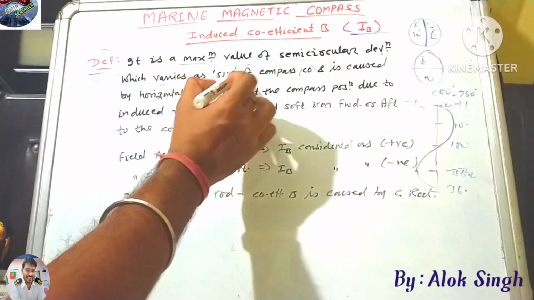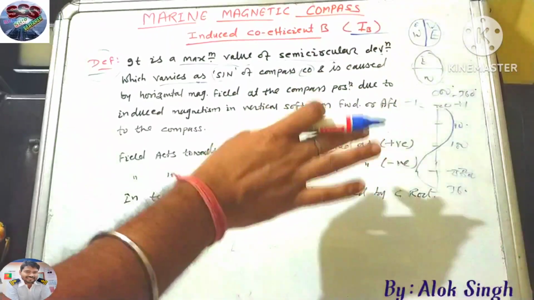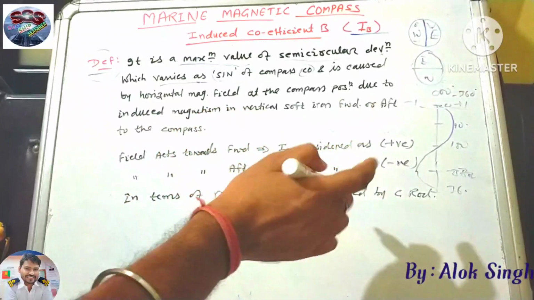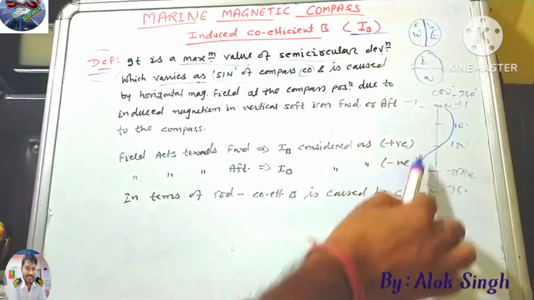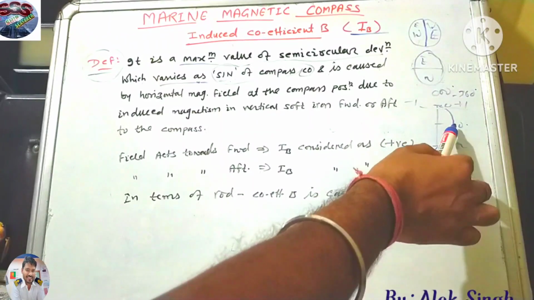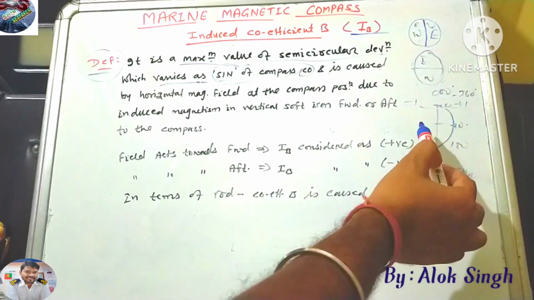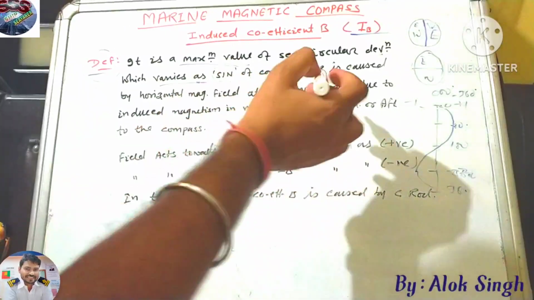The meaning of sine of compass course is something like this, which we'll discuss later when we come to the second part of this topic, where we'll discuss these things again. I just need to mention here that sine 0 is 0, sine 90 is maximum. If it is on the plus side, that will become plus IB, and if it is on the other side, that will become minus IB. We'll discuss later, and that time it will be more clear.